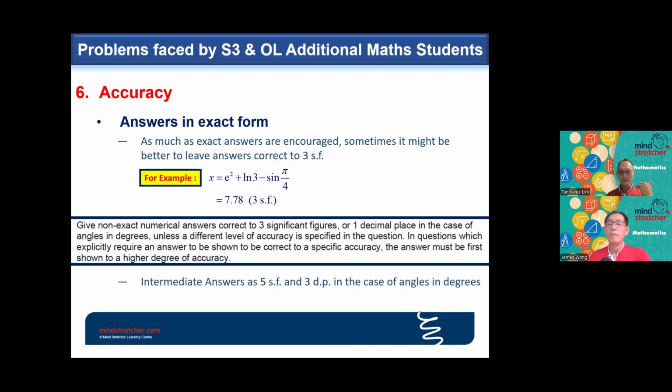And then of course, if it's angles in degrees, then it will be 3 decimal places, followed by the final answer in 1 decimal place.